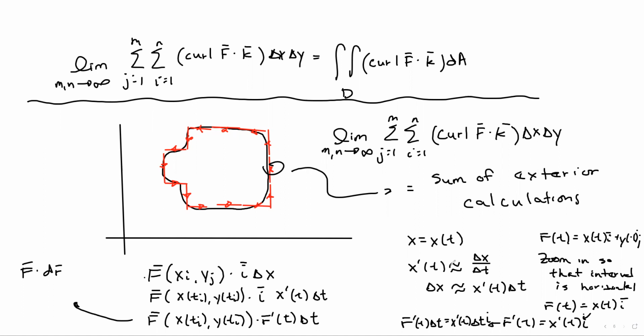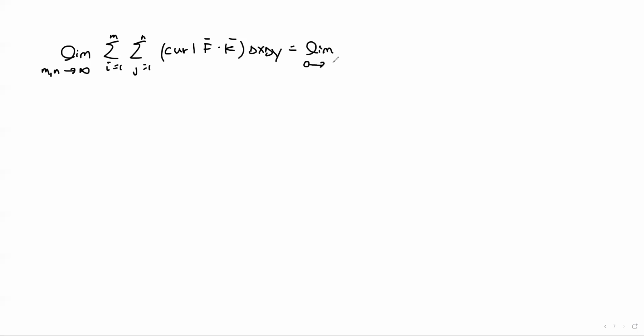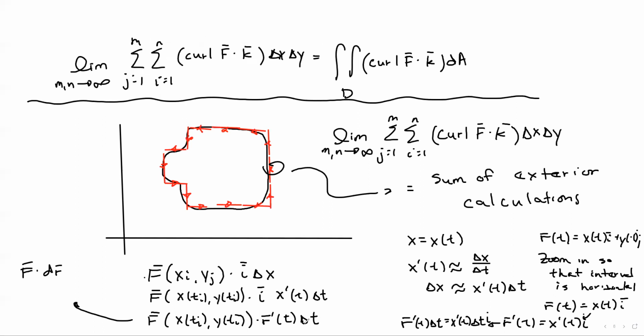Okay, and so what we can do now is we can go through and say that this calculation, we've got the limit as m and n go to infinity of the summation i equals 1 to m, j equals 1 to n. I think I got the i and the j reversed there, but it doesn't matter. Curl of f dot k, change in x, change in y, we can say that this equals the limit as, I don't know, we should probably use a different letter, o goes to infinity of the summation k equals 1 to o of this, right? This guy here.